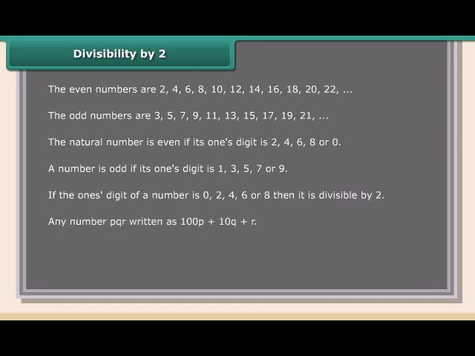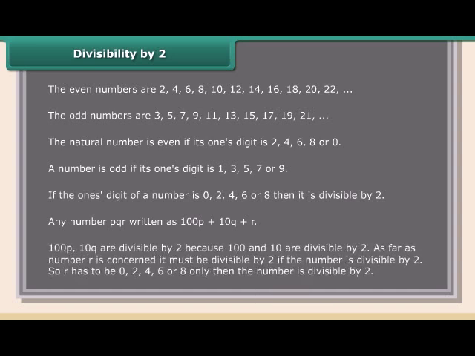Any number PQR is written as 100P plus 10Q plus R. 100P and 10Q are divisible by 2 because 100 and 10 are divisible by 2. As far as R is concerned, the number is divisible by 2 only if R is divisible by 2. So, R has to be 0, 2, 4, 6 or 8, only then the number is divisible by 2.